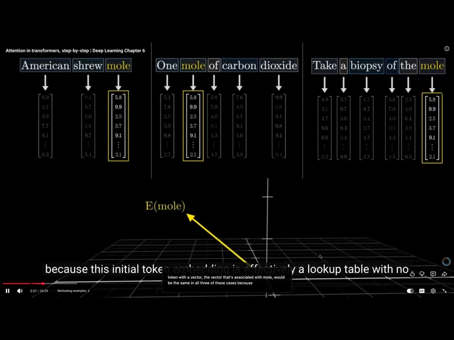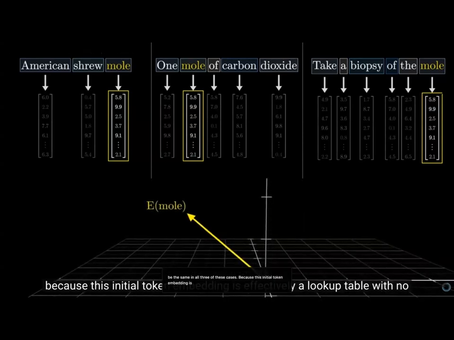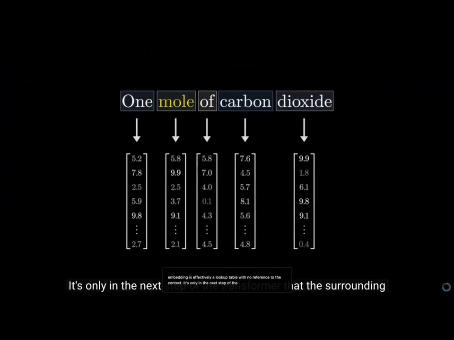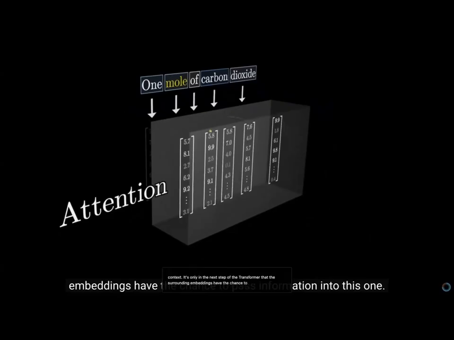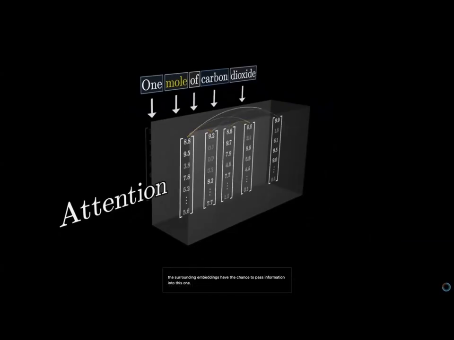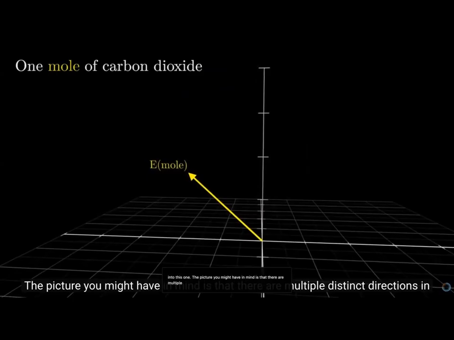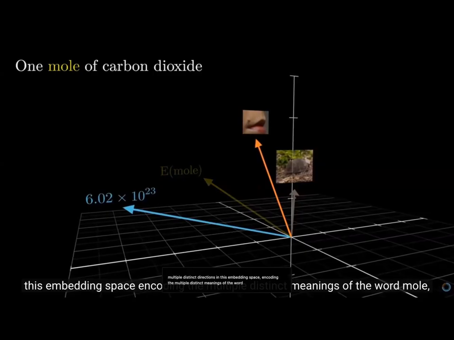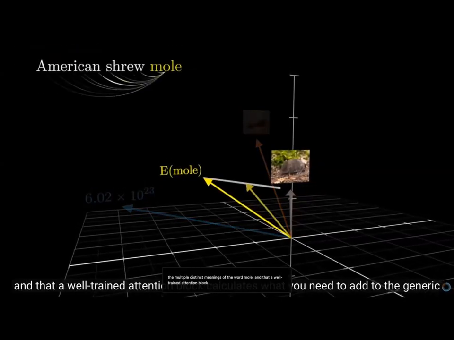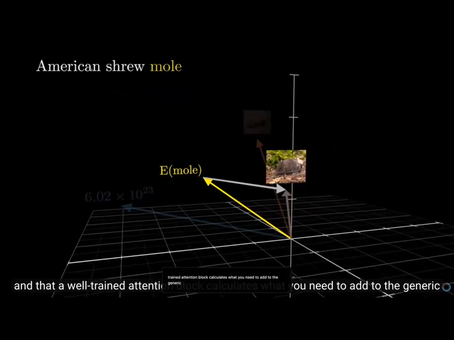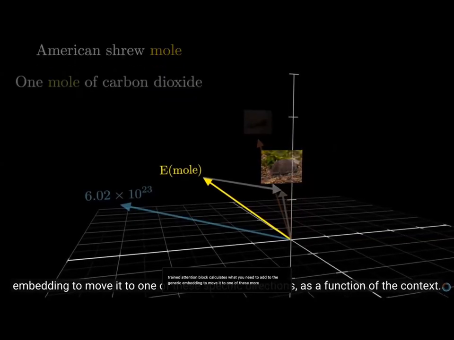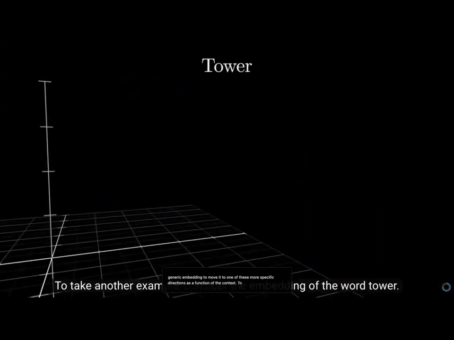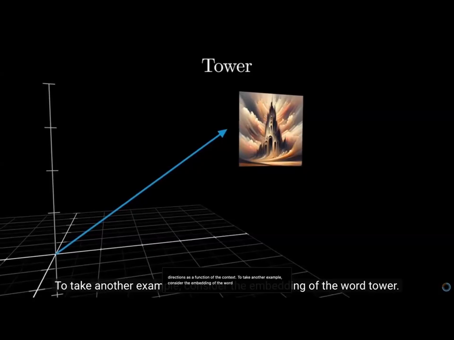All three of these cases, because this initial token embedding is effectively a lookup table with no reference to the context. It's only in the next step of the transformer that the surrounding embeddings have the chance to pass information into this one. The picture you might have in mind is that there are multiple distinct directions in this embedding space, encoding the multiple distinct meanings of the word mole, and that a well-trained attention block calculates what you need to add to the generic embedding to move it to one of these more specific directions as a function of the context. To take another example, consider the embedding of the word tower.